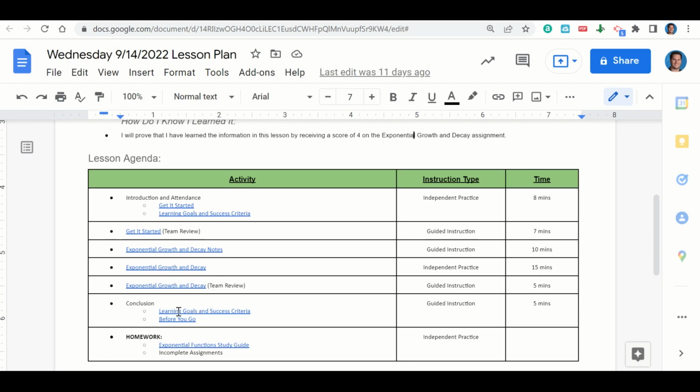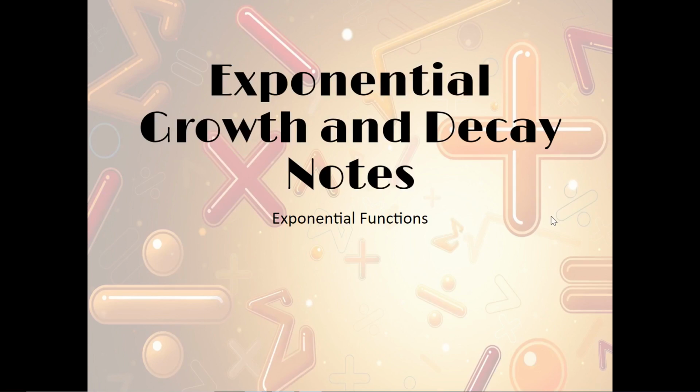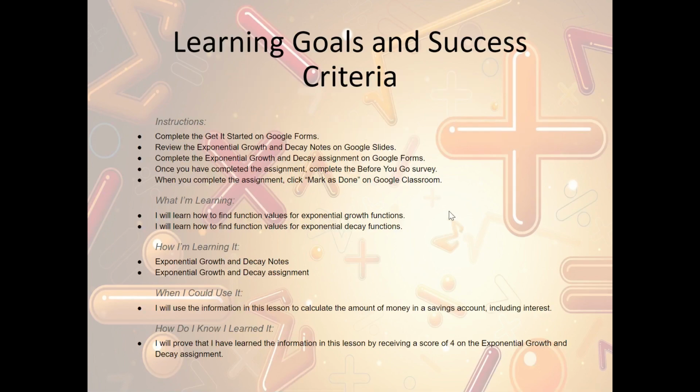Once you've completed your assignment, we'll go over it together and answer any questions that you may have. At the end of class, we'll go back over our learning goals and success criteria while you fill out your exit ticket before you go. Your only homework is to continue working on your exponential function study guide and any incomplete assignments that you may have. Let's take a look now at the exponential growth and decay notes. Our notes begin with the learning goals and success criteria.